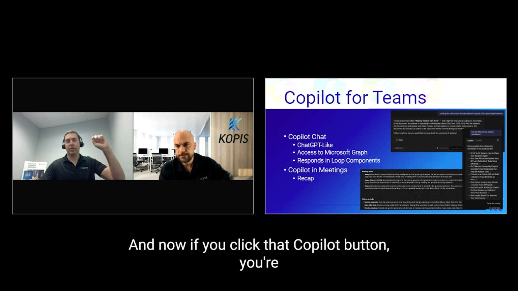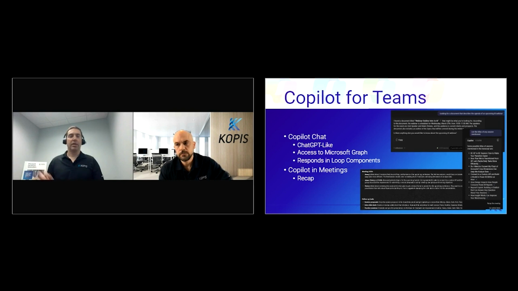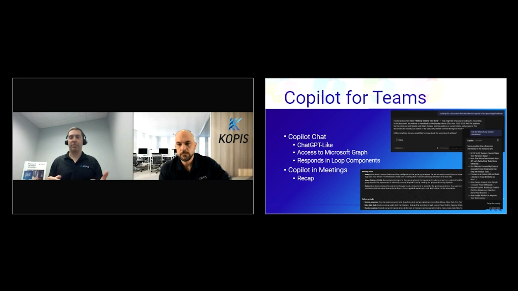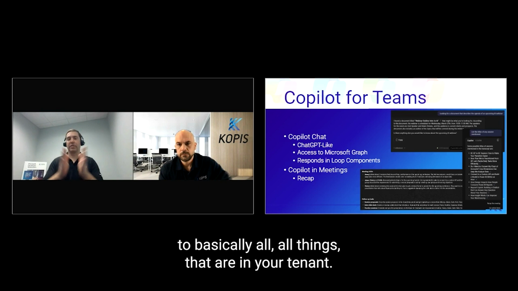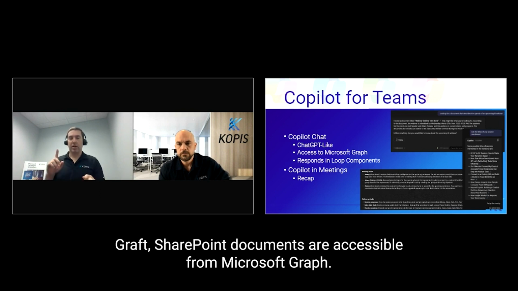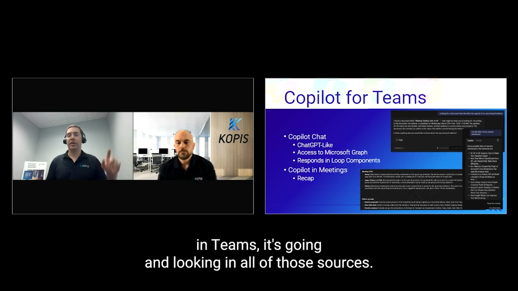And now if you click that Copilot button, you're chatting with Copilot just like you would with ChatGPT. The cool thing is it's really good at accessing the Microsoft Graph. That is Microsoft's web service access to basically all things that are in your tenant. As an example, your email is accessible via Microsoft Graph. SharePoint documents are accessible from Microsoft Graph. So when I ask a question to Copilot in Teams, it's going and looking in all of those sources.